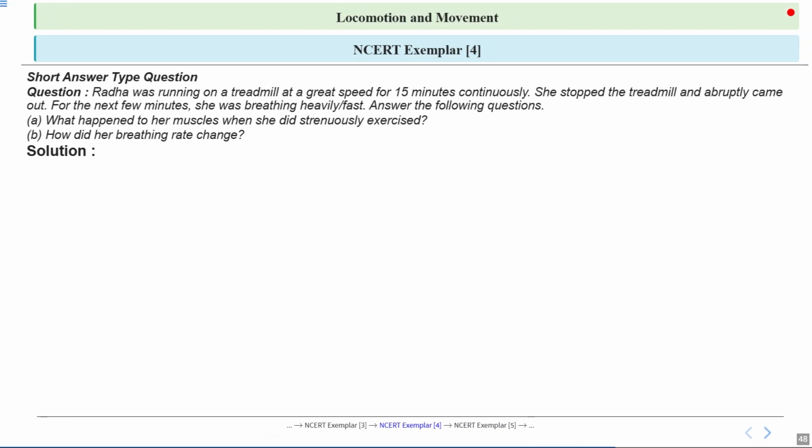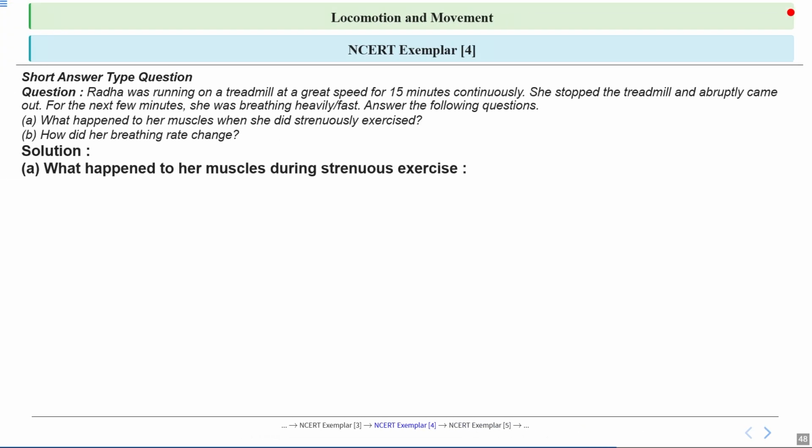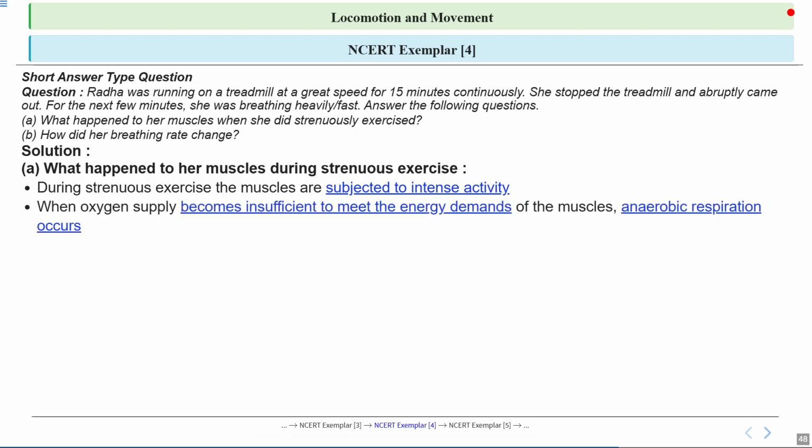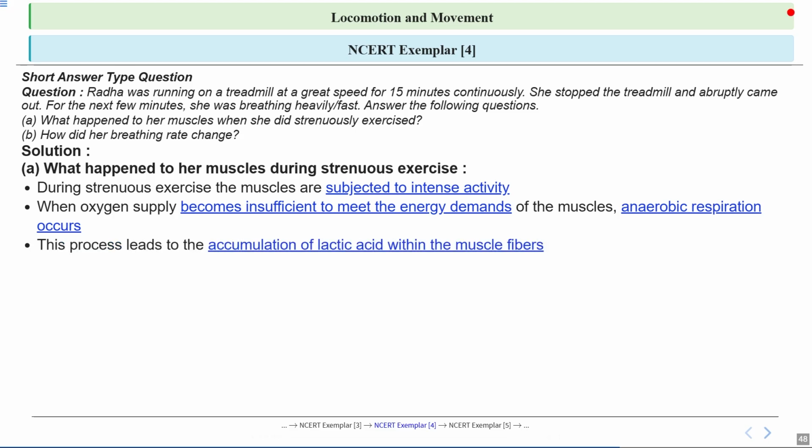Let's see the answer. So talking about the first condition, during strenuous exercise, the muscles are subjected to intense activity. When oxygen supply becomes insufficient to meet the energy demands of the muscles, anaerobic respiration happens. This is very important. This process leads to the accumulation of lactic acid within the muscle fibers. It is a primary cause of muscle fatigue and can result in pain.